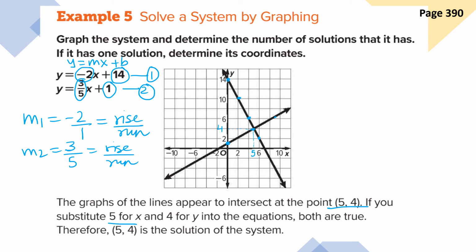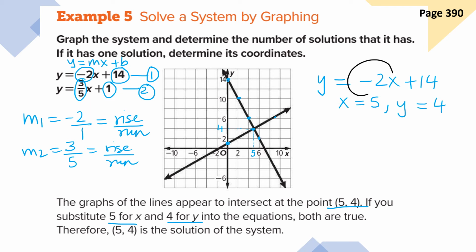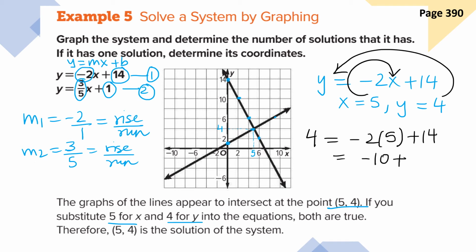You can substitute 5 for x and 4 for y into the equation and see if they are true or not. Let's check. y equal to minus 2x plus 14. So x is equal to 5, y equal to 4. So put it here just for checking. In place of x this, in place of y this. So this is 4 equal to minus 2 times 5 plus 14. So this is minus 10 plus 14, which is 4. So both sides are equal. When they are equal, it means it is true. That means (5, 4) is the solution of the equation.